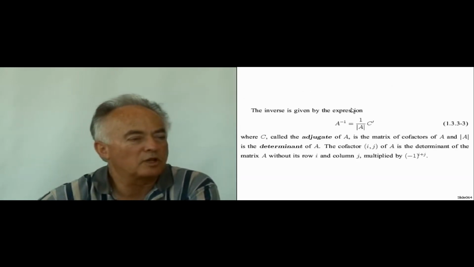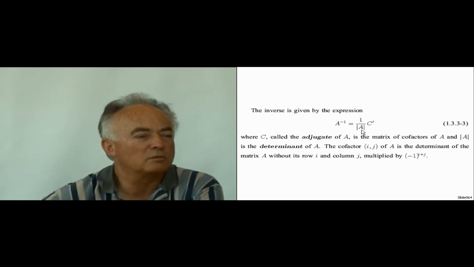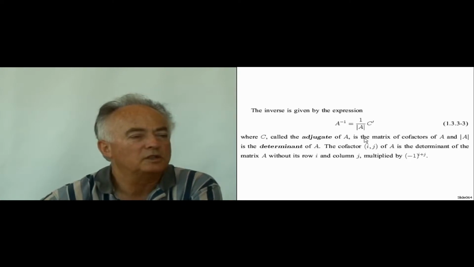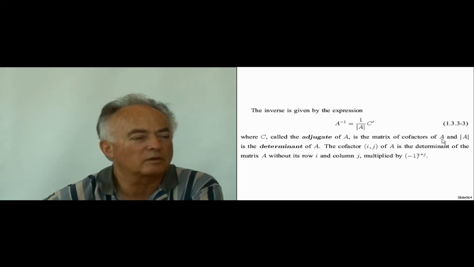The expression for the inverse, A to the minus 1, is 1 over the determinant of A times the transpose of a matrix C. C is the adjugate of A. It really is the matrix each element of which consists of the cofactors of A. And the cofactor ij of a matrix A is the determinant of that matrix A without row i and column j, multiplied by the proper sign, which is minus 1 to the power i plus j.